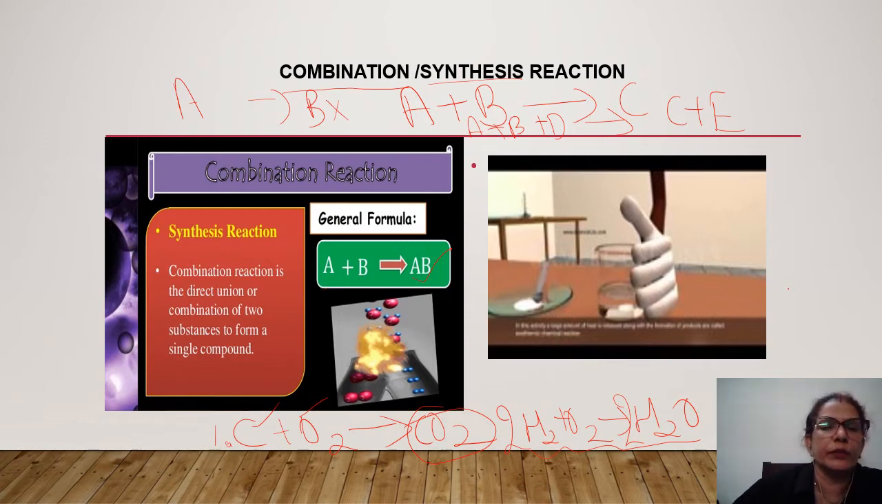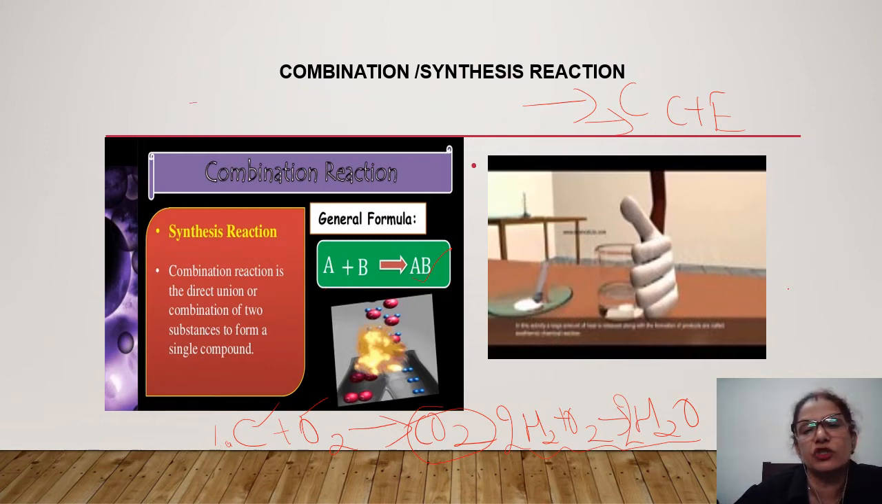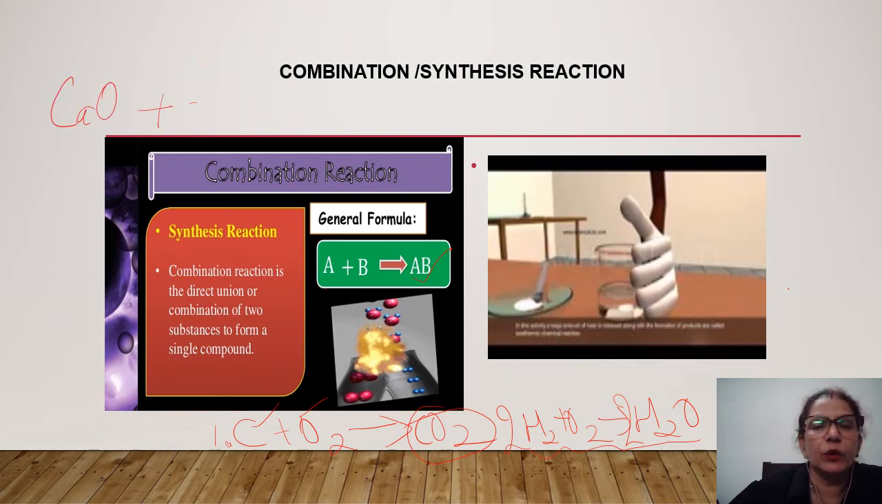Okay, so this was a combination reaction. So what was the reaction about? The reaction which we have seen in the experiment is calcium oxide. What is calcium oxide commonly known as, students? Excellent. Yes, it is quicklime. So calcium oxide, quicklime, the white powder, was mixed with water to form calcium hydroxide.